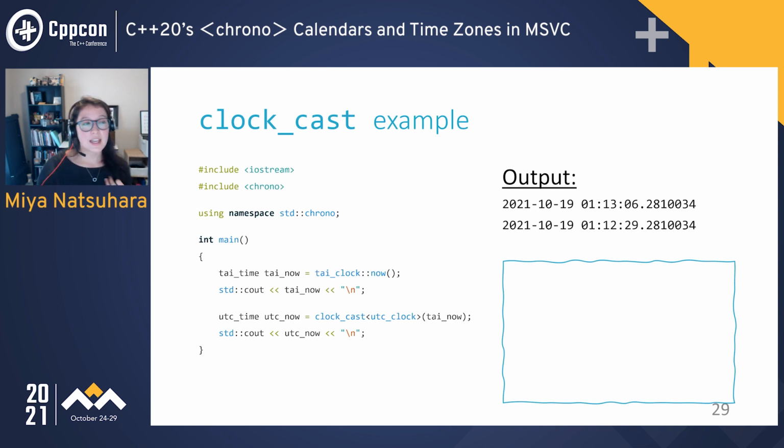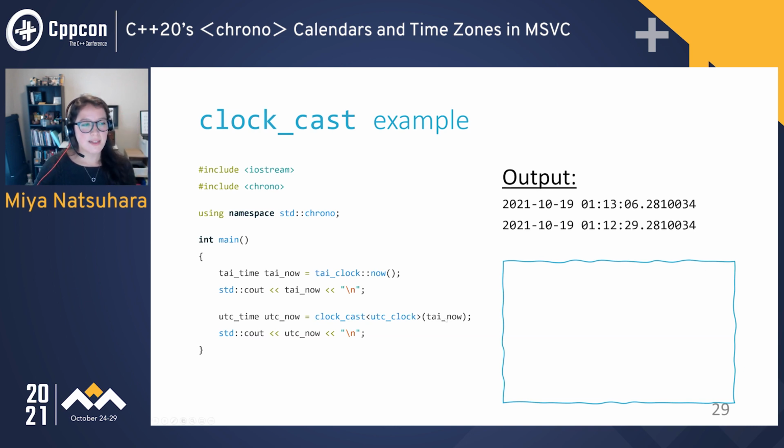So to give you an example using that clock cast, where we can take a time using one clock and convert it to a time using a different clock. This is using our TAI clock, or International Atomic Time clock. And I'm saying, hey, what time is it now? And I'm storing it in a TAI time, which is just a time point, a point in time that's related to a TAI clock. If I print that out, when I made this example, it was October 19th at 1:13:06 point blah, blah, blah.